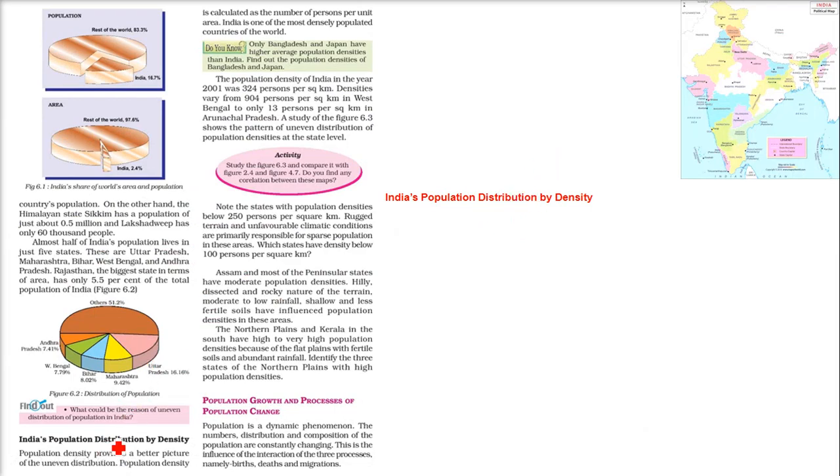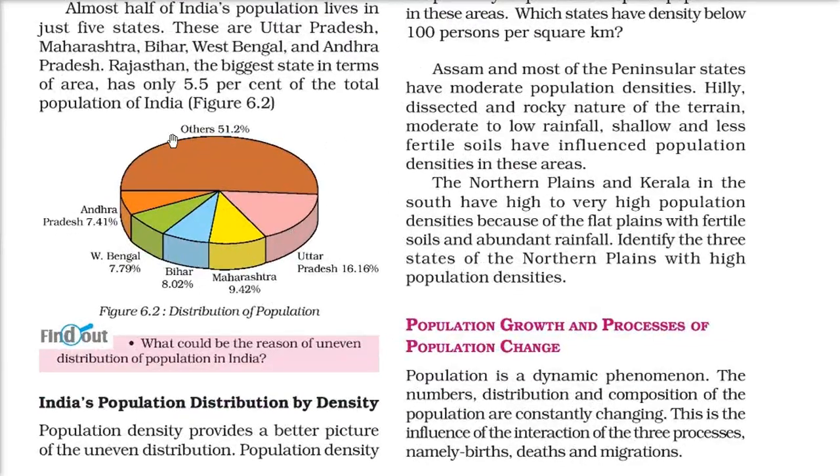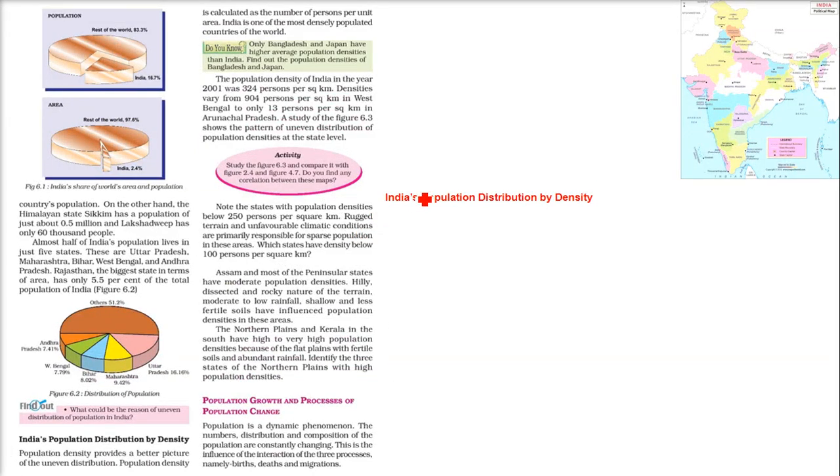And this has to be discussed. First, see, around 51.2% is from different states, but around 50%, exactly 48.8%, is in these 5 states: Uttar Pradesh, Maharashtra, Bihar, West Bengal, Andhra Pradesh. Most of the population of India resides in these states of the country.